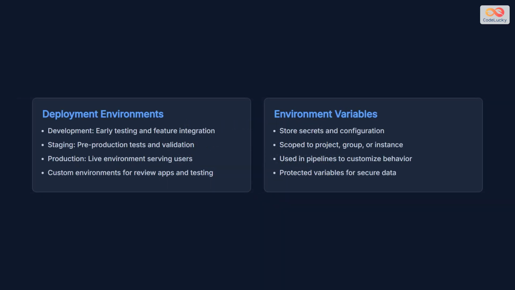Deployment environments represent the different stages where the software is deployed and tested. Development environments are used for initial testing and feature integration. Staging environments closely resemble production and are used for final testing and validation before release. Production environments serve live users and host the final version of the application. GitLab also supports custom environments, such as review apps, which are temporary spaces for testing specific changes before merging them.